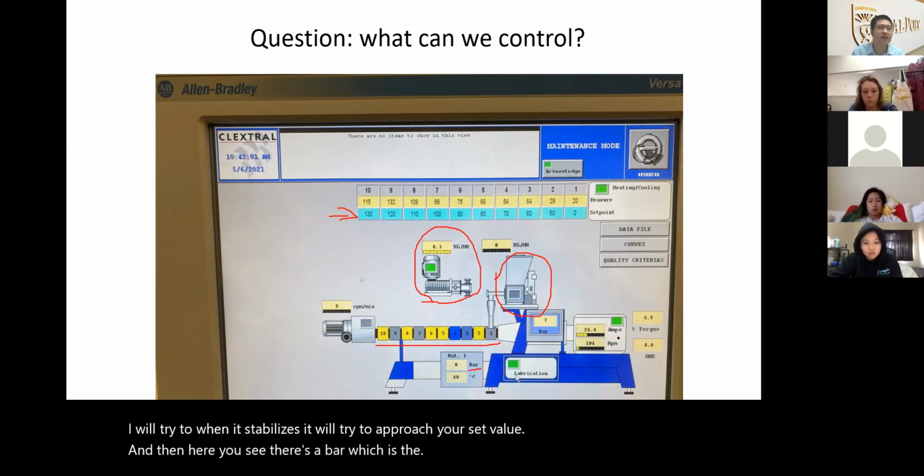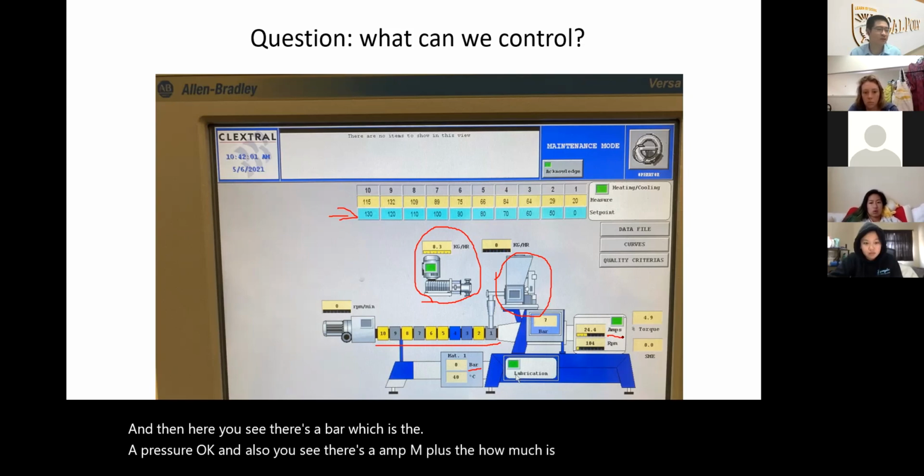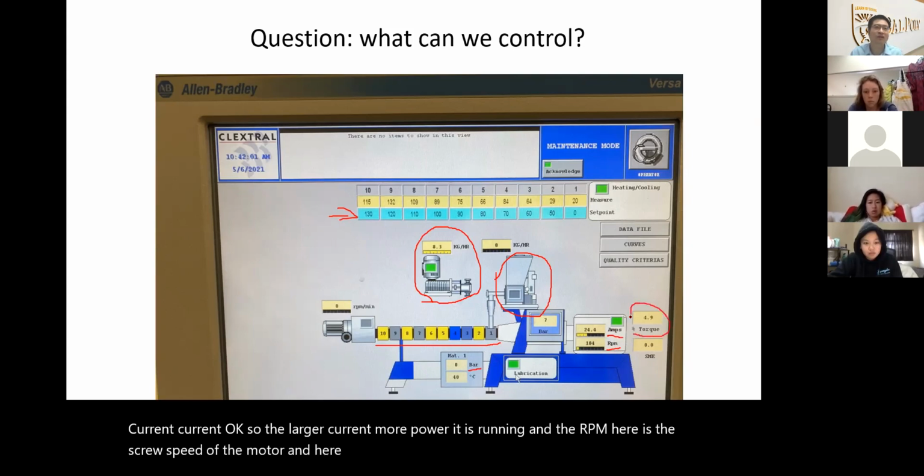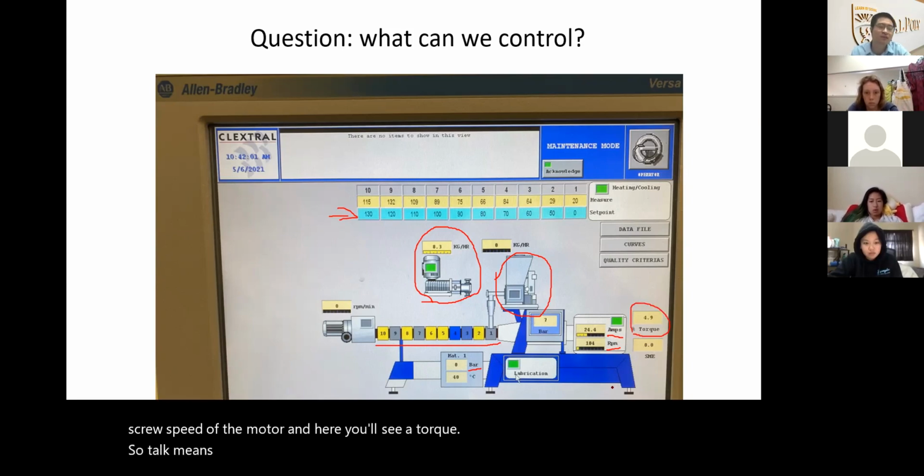And then here you'll see there's a bar, which is the pressure, okay? And also you see there's an amp. Amp is how much current is running, okay? So the larger the current, the more power it is using. And the RPM here is the screw speed of the motor, okay? And here you'll see a torque. So for torque, you can see the unit is in percentage.